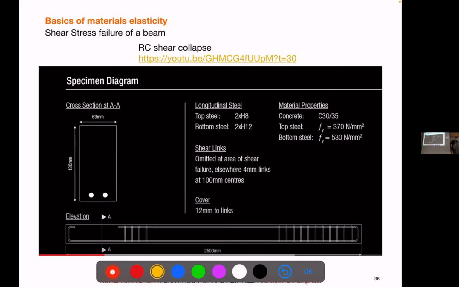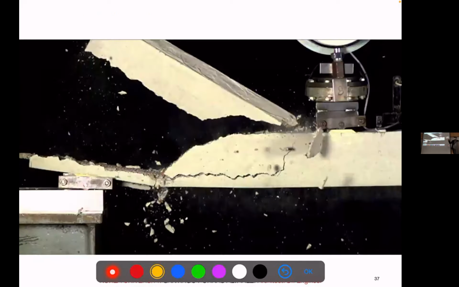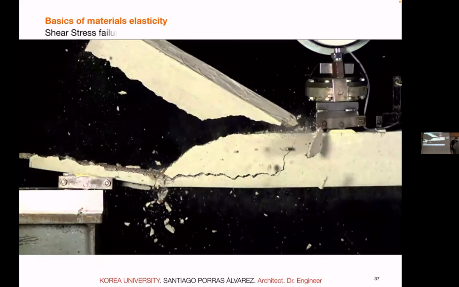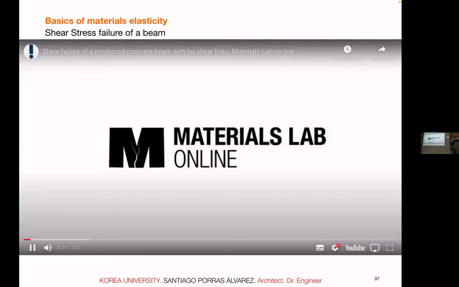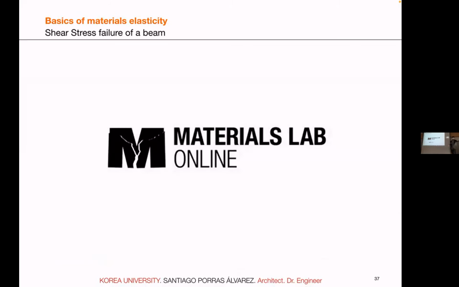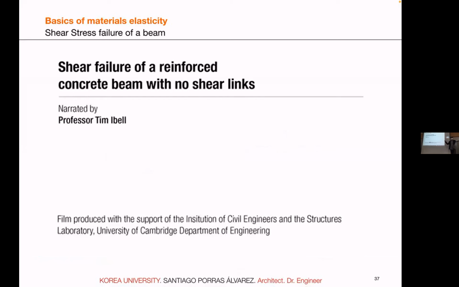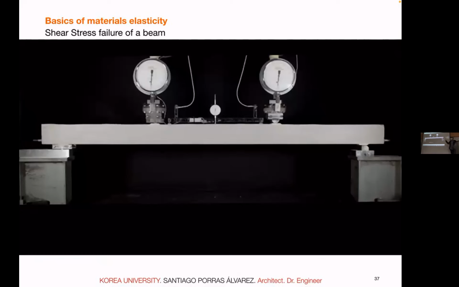So this is another experiment. Let's see if I can go to it. Wow, that's a beautiful photo. Okay, it's working. This is short, but it will explain. This is on purpose one beam without the steel ropes, right? So you will see that they have the same setup.